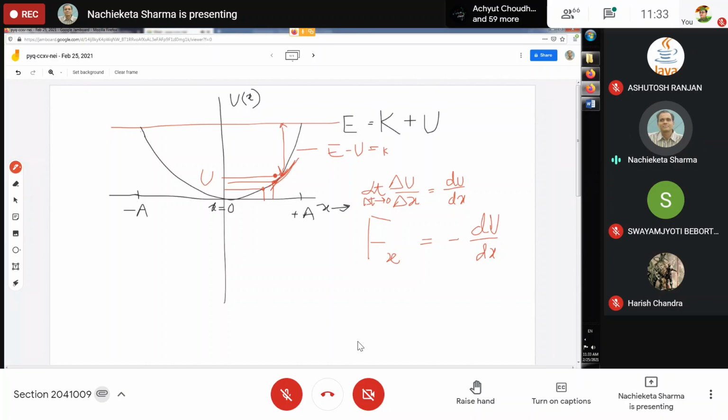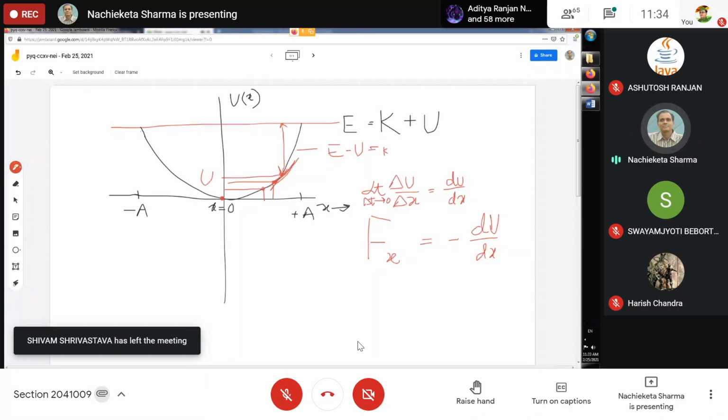When the particle is at x equal to 0, the slope and the force are 0, because what is the slope? The slope is a horizontal line. What is the angle the horizontal line makes with itself? 0 degrees. So tan 0 is equal to 0. So your slope is 0. So your force is 0. So are you able to see how nicely even the mathematics is telling the same kind of conclusion?